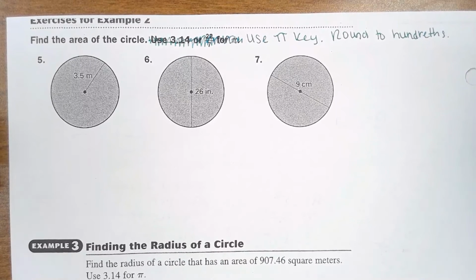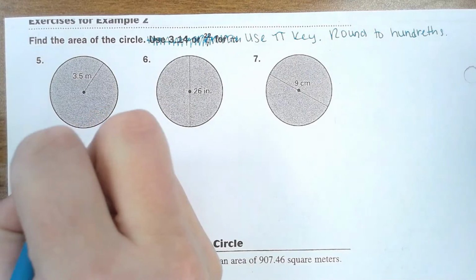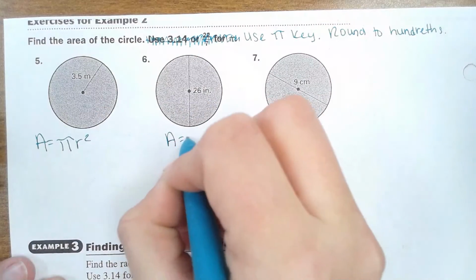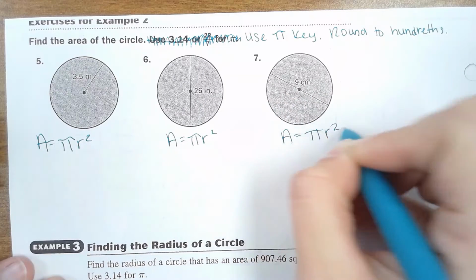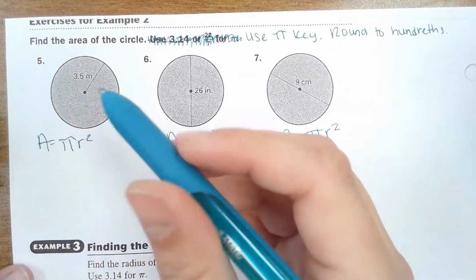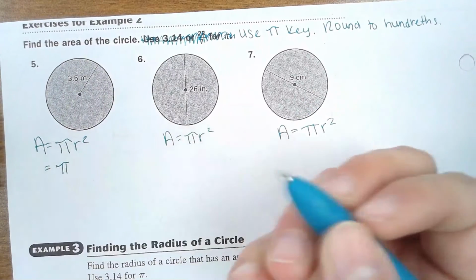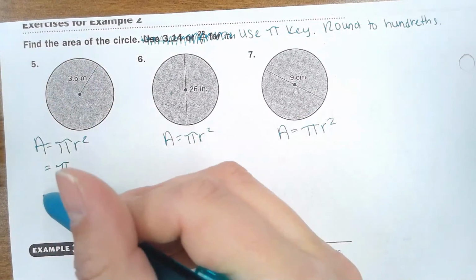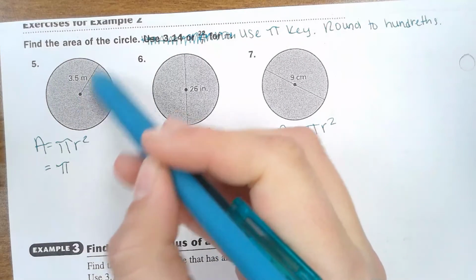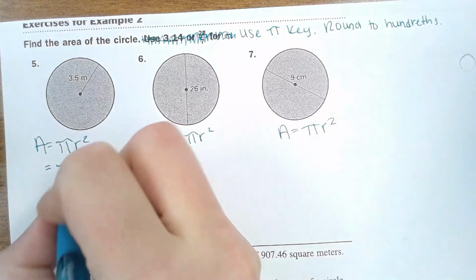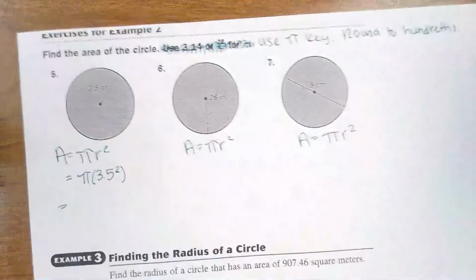Okay, so you guys should be done with these, so let's see how you did. The first thing you should have done was write the formula for all of them: area equals pi r squared. Then you can start substituting your numbers in. If you're using the pi key, you can just leave the pi symbol there, just make sure you calculate it in. For this one, they do give you the radius, so that would be 3.5 squared, and then you just solve it.